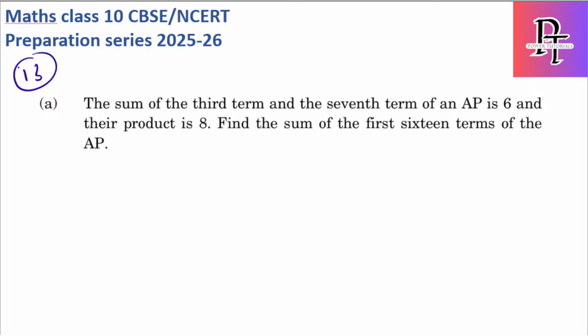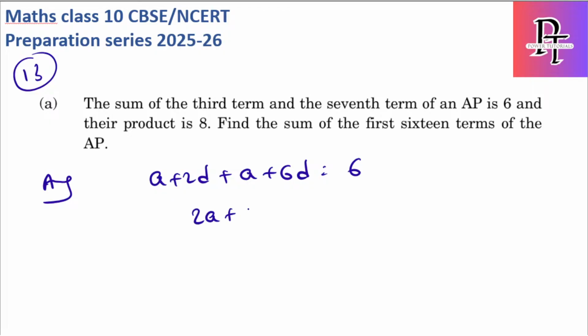Okay, so let's see what we will do in this question. The sum of the third term and the seventh term is given, and its value is 6. So the sum of the third term, a plus 2d, and the seventh term, a plus 6d, is how much? 6. So a plus a is how much? 2a. 2a plus 2d plus 6d is 8d. So divide by 2, a plus 4d is equal to 3. Note this down as relation 1. We will look at the second condition.